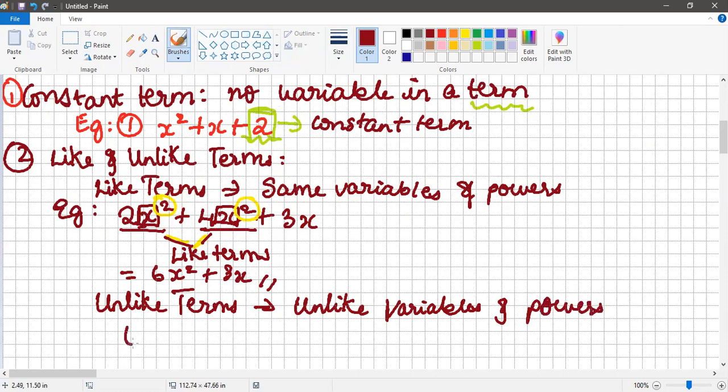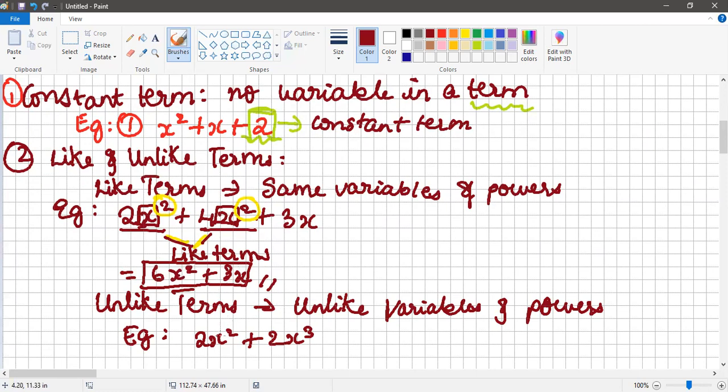Okay, so what is an example for this? Let's take 2x squared plus 2x cubed. This itself is a very good example of unlike terms. Why? Because here you can see that there is a like variable, but there are not like powers.